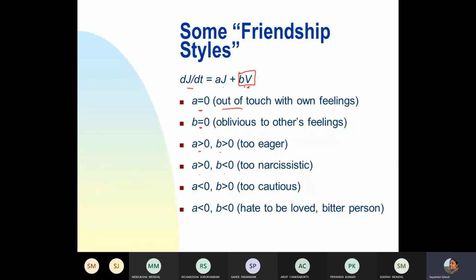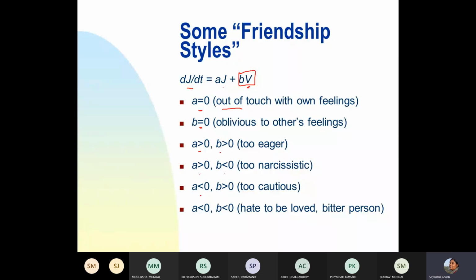So even if the other person is trying to do something good for you, trying to contribute something significant, you are not interested to know about that. Okay, so this person is too narcissistic. That means he is only thinking about himself, his own feelings, whatever he is thinking, that is the only important thing, right? So that is the second pair of equations that we can have.